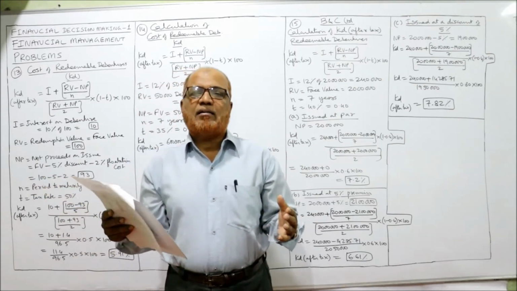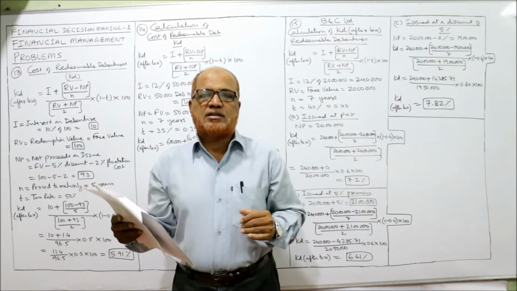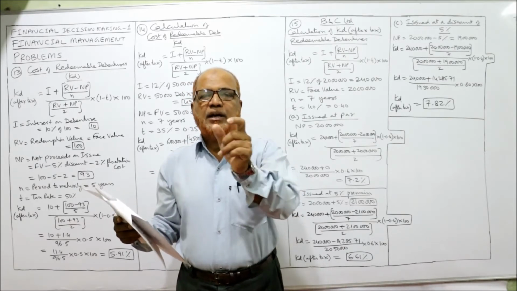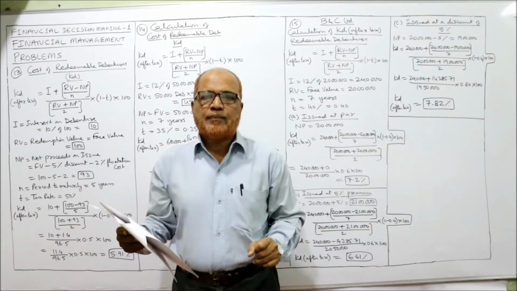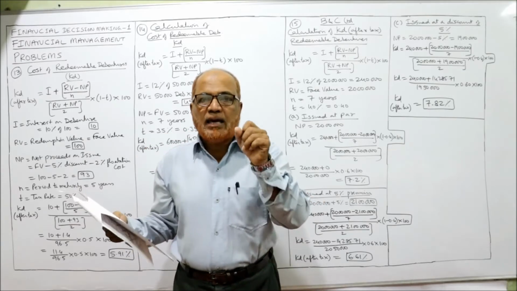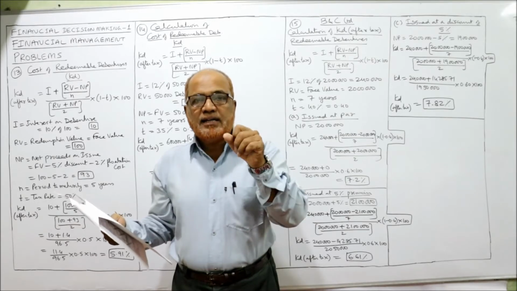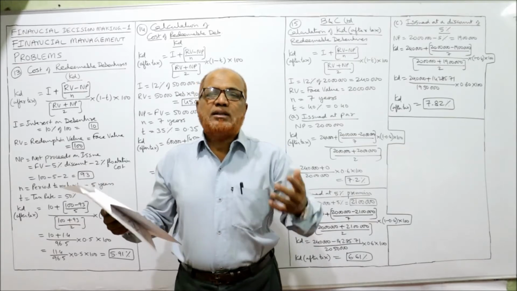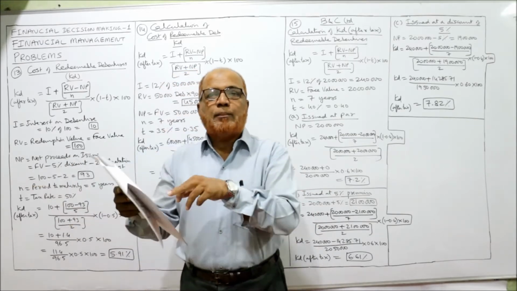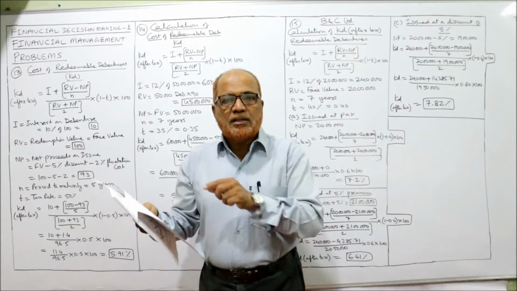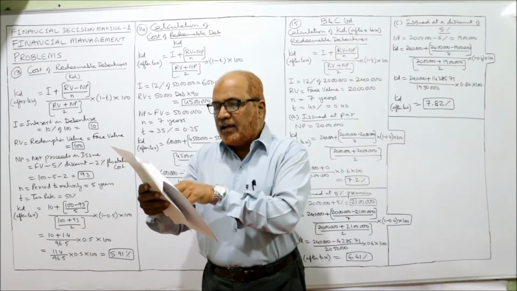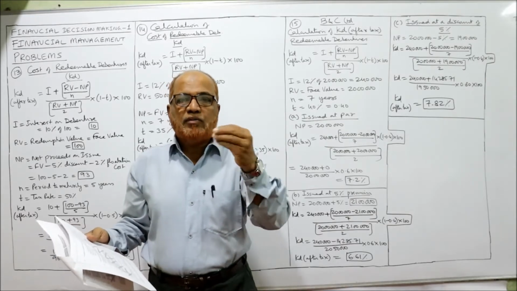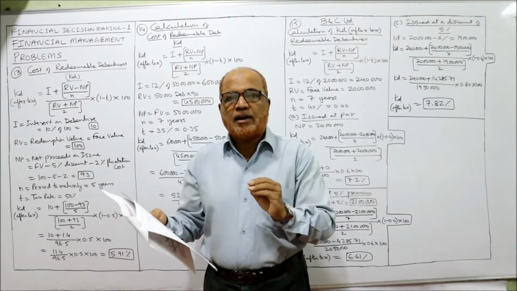Previous problems we have calculated KD for irredeemable debt. For irredeemable debt, the formula is very simple: I divided by NP into 1 minus T into 100. This is a simple formula if the debt is irredeemable. If the debt is redeemable, then the formula will be changed. How can we know that the debt will be redeemable? The number of years of redemption is given. This is the first problem where it is given redeemable after 5 years. The period of redemption is 5 years. In the previous problem it was not given. So this is the redeemable.